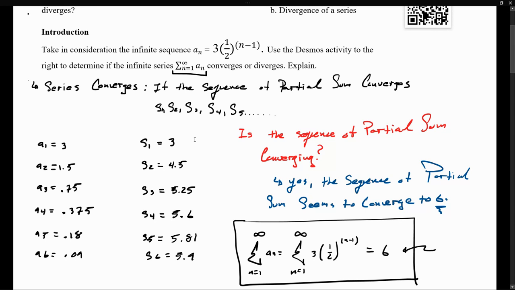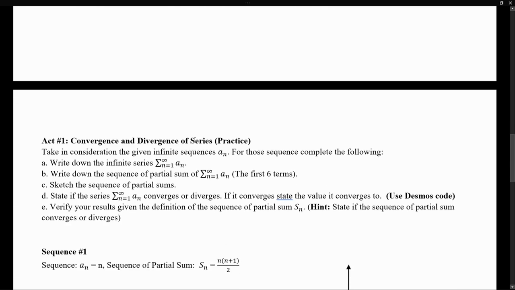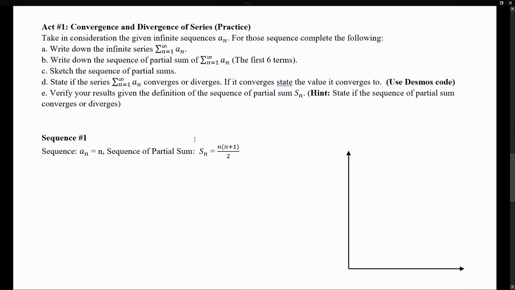So let's do one more example. And again, this is going to be a little bit different, but the idea is still the same. So we're going to do a couple of steps here. It says take into consideration the given infinite sequence. So we know that a of n is an infinite sequence. And the first thing we want to do is write down the infinite series. So at least for a, we just want to write down the explicit expression for the series that we're going to be taking a look at.